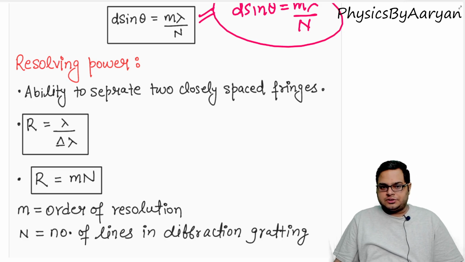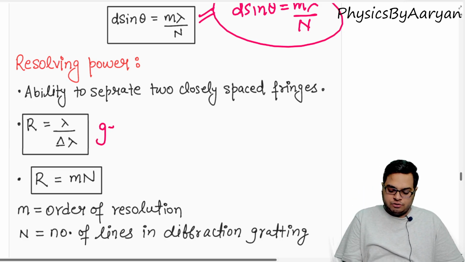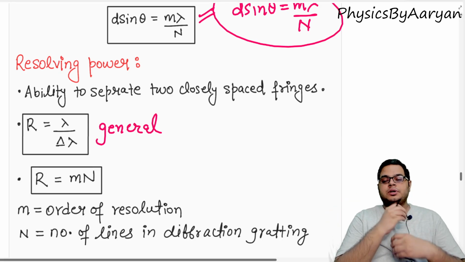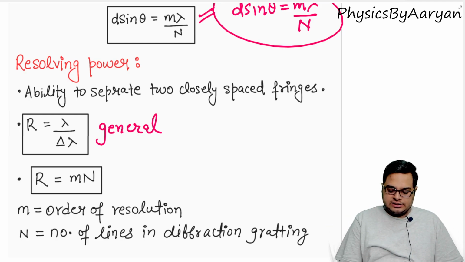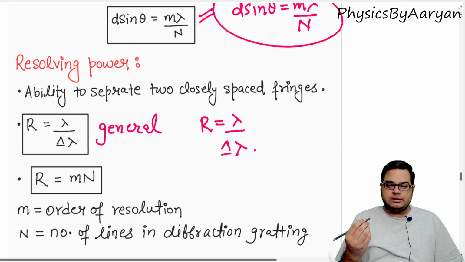That is all resolving power is. Resolving power has basically two formulas. One is the general formula, which is applicable for the resolving power of everything: telescope, microscope, any apparatus. This is the formula for resolving power, that is lambda by delta lambda. So let me explain that.